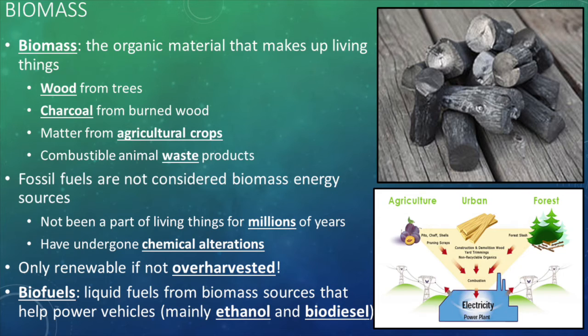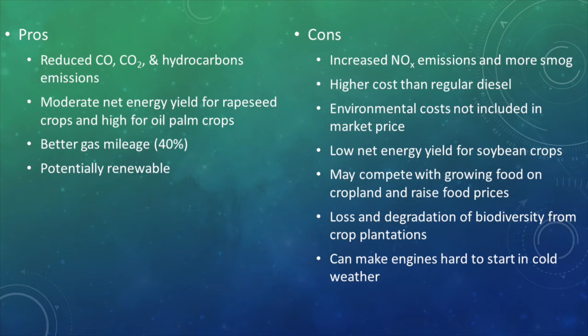Biomass consists of the organic material that makes up living things. People harness biomass energy from many types of plant matter, including wood from trees, charcoal from burned wood, and matter from agricultural crops, as well as from combustible animal waste products such as cattle manure. Fossil fuels are not considered biomass energy, even though they are considered organic, and this is because their organic matter has not been a part of living organisms for millions of years, and it has undergone considerable chemical alterations during this time. So what are our pros and cons here?